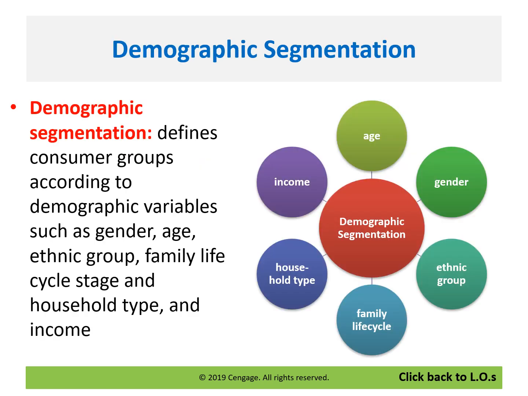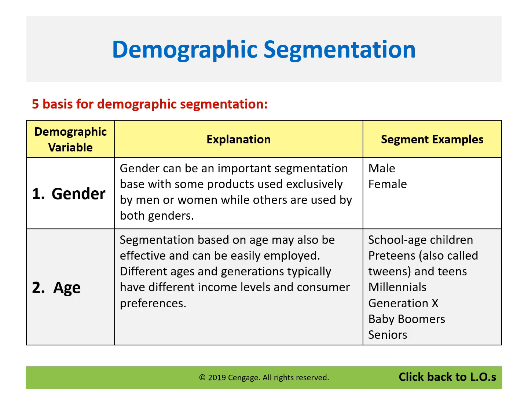Now let's go to demographic segmentation. It defines the consumer groups according to demographic variables such as gender, age, ethnic group, family size or family life cycle stage, and household type and income. These are the basis for demographic segmentation. When you say gender, gender can be an important segmentation base, with some products used exclusively by men or women while others are used by both genders. So when you say gender segmentation, it usually refers to either male or female.